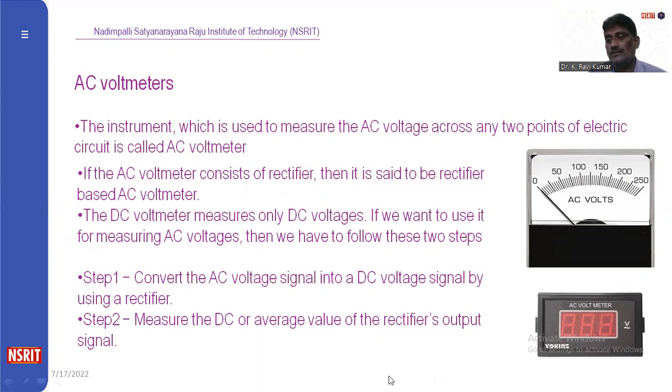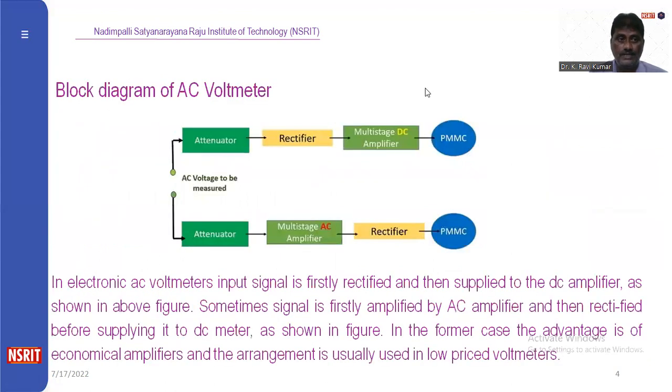The pointer will be moved from 0 to 250 volts based on the applied current. And we are connecting one resistance also to limit the current. Suppose by using a DC voltmeter, we can measure AC voltage with the help of the rectifiers. First of all, we convert the AC signals into DC. This is the block diagram of the AC voltmeter.